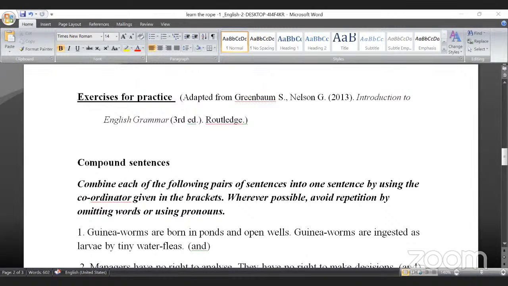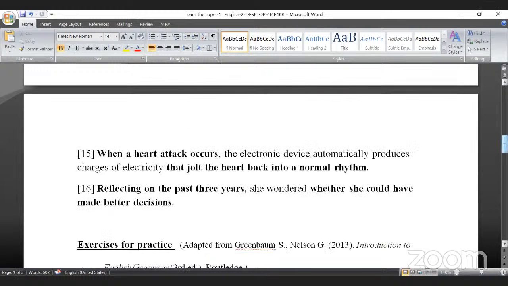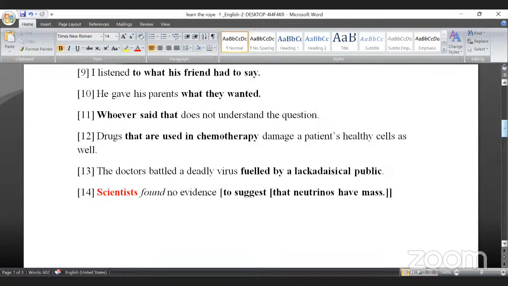Last week we did this example, right? Where is it? You can all see the screen, no? This 12th one, right? Drugs that are used in chemotherapy. We have already boldened the subordinate clause for you, that are used in chemotherapy. Now, what does that particular chunk of the sentence talk about? What is its function? Adding more information about drugs.